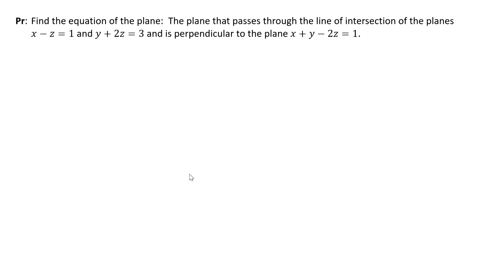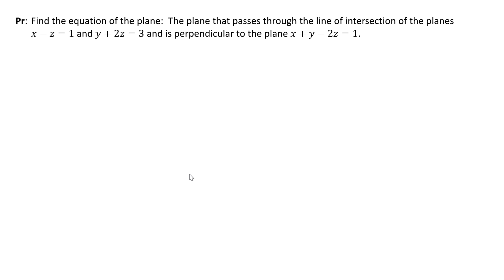Man, this is incredibly fascinating. Check this out. Find the equation of the plane. Which plane? The plane that passes through the line of intersection of the planes x minus z equals 1 and y plus 2z equals 3 and is perpendicular to the plane x plus y minus 2z equals 1.